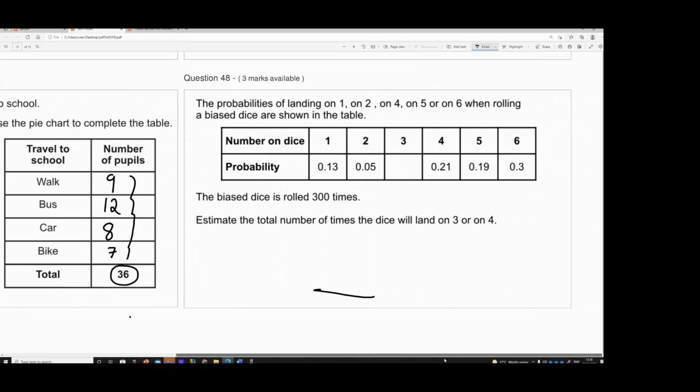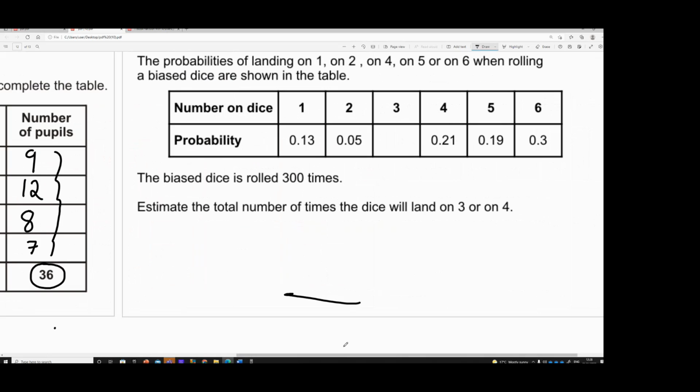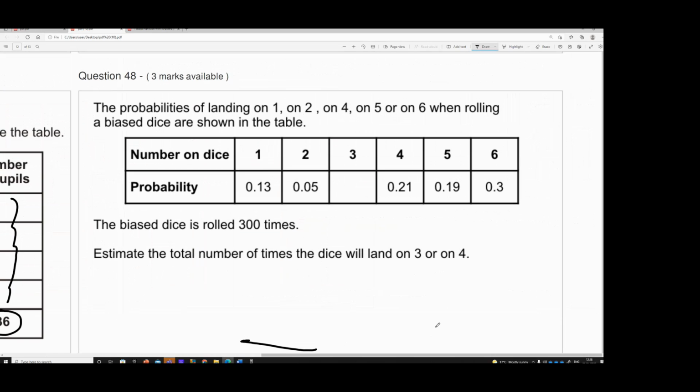So if we look at number 48. So what we have here, we have an unfair dice, a biased dice. Now, if we want to fill in the table first, I want to fill in what this number is. What is the probability that it lands on a 3? Now, to work that out, I need to know what all of the probabilities add up to.